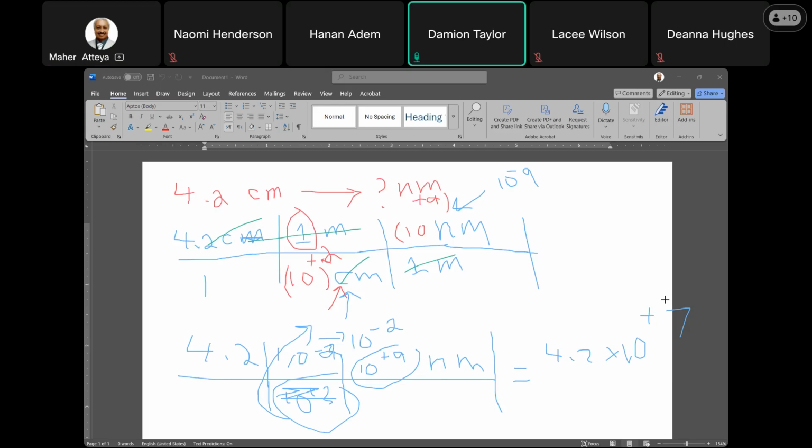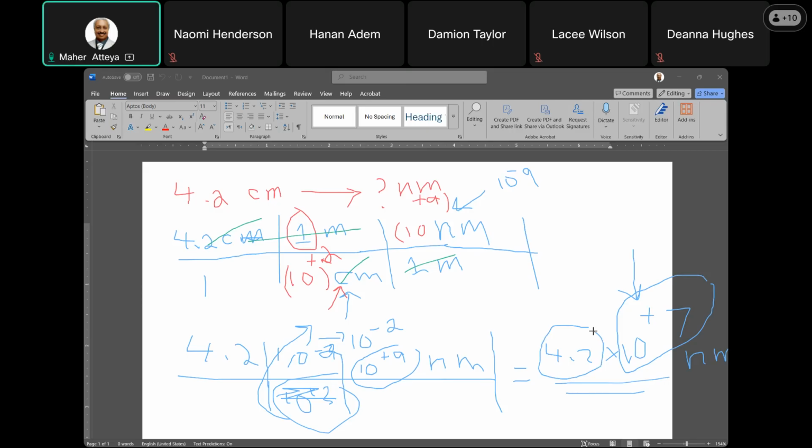The unit is nanometer. So this is 2 sig figs, meaning 2 sig figs. So that's the answer here. Okay, guys, the exponent here is not part of the sig figs. We started with 2 sig figs, and we end up with 2 sig figs.